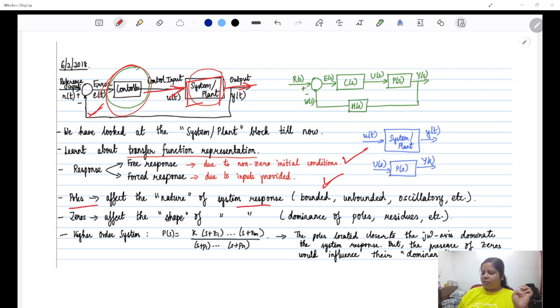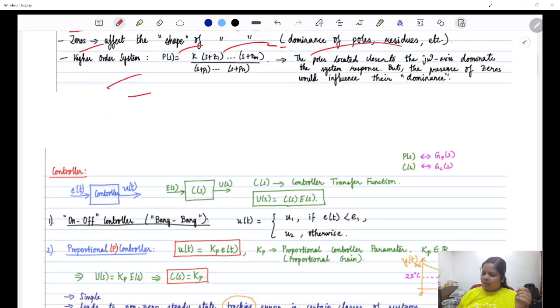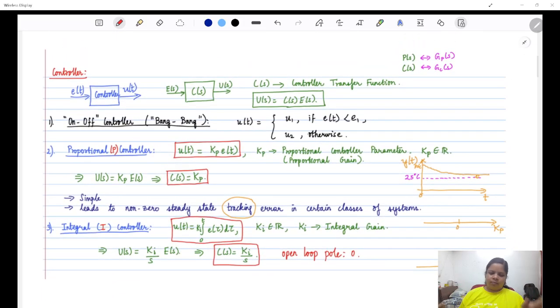And what are poles? Poles affect the nature of the system response, right? The placement of poles basically tells us if the system is stable, unstable, and if the response is going to be oscillatory, bounded, unbounded, and all of those things. Zeros affect the shape of the system response, that is, the dominance of poles. The closer the zero is to a pole, the more the dominance of that pole decreases and the zeros have an effect.